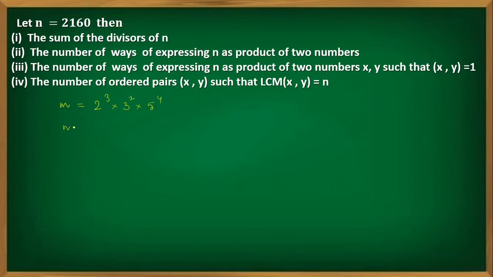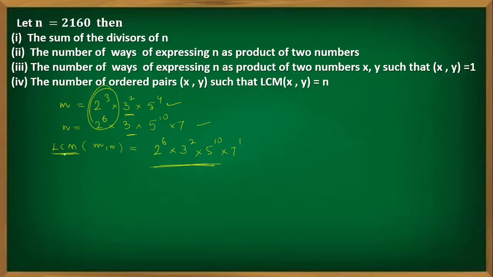Let us suppose like this, and n is equal to 2 to the power of 6, and 3, and 5 to the power of 10 into 7. Let us suppose m is a product of these primes and n is the product of these primes. Then how will you find the LCM of m comma n? The simple way is to take each prime to the power of the maximum. The maximum power of 2 here is 6. The maximum power of 3 is 2, so we'll take 3 square. The maximum power of 5 is 5 to the power of 10, and 7 to the power of 1. So this gives you the LCM of m comma n.